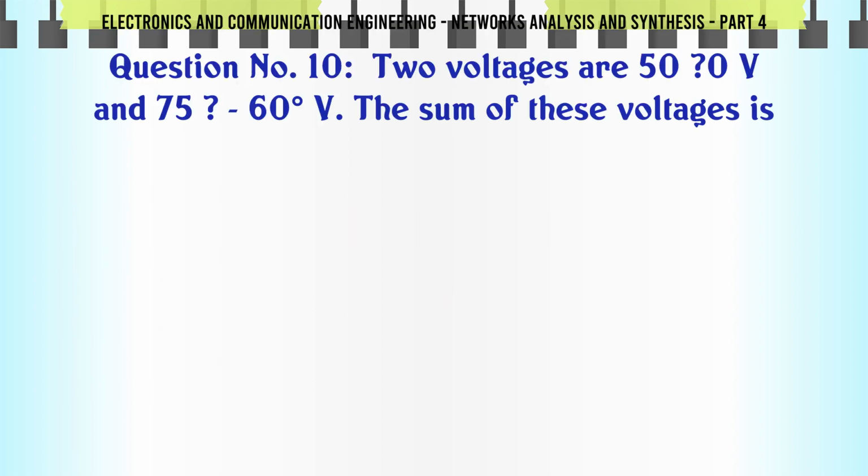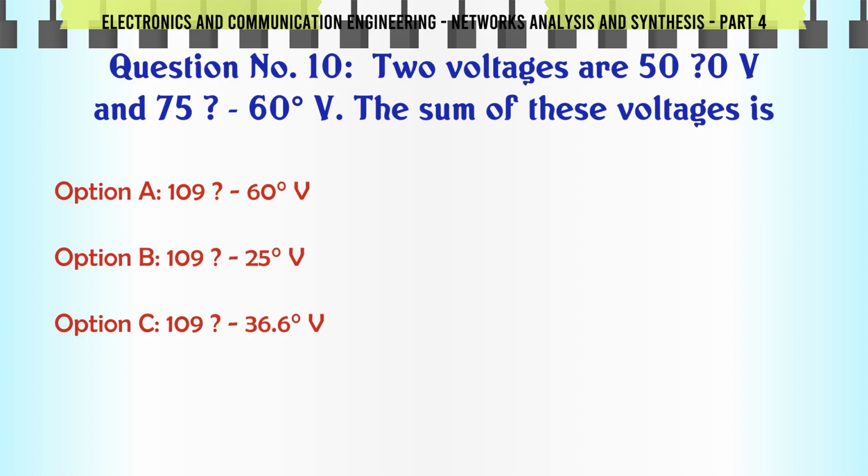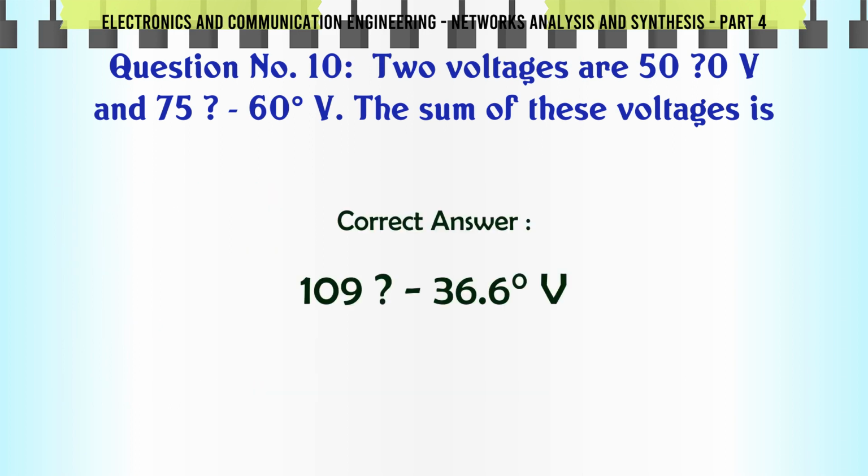Two voltages are 50∠0° V and 75∠60° V. The sum of these voltages is A: 109∠60° V, B: 109∠25° V, C: 109∠36.6° V, D: 150.1 V. The correct answer is 109∠36.6° V.